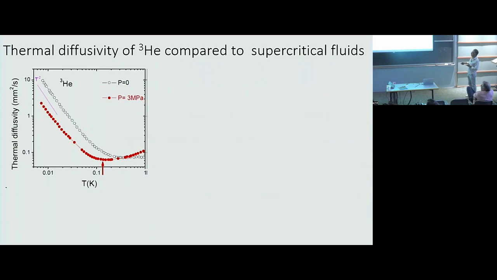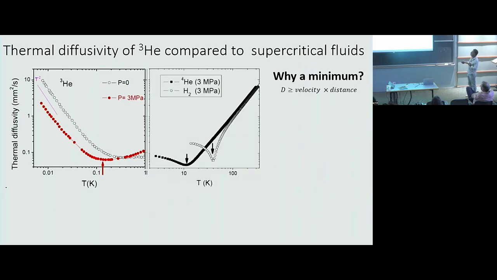So here you have your Fermi-liquid regime, where you expect your thermal diffusivity to go down like T to the power of -2. At 0 pressure, at 3 megapascal, you see that you have a minimum, which is slightly different. Now, look at this: this is helium-4, and this is hydrogen. So I pick two other fluids with almost the same mass, not exactly. And what is interesting is that you have a minimum. Of course, you are in the classical regime, and the minimum is almost the same. The vertical axis is the same in these two plots.